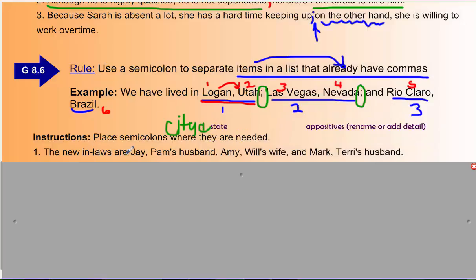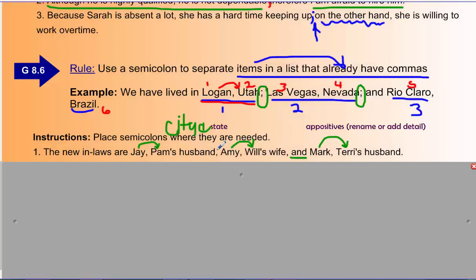The new in-laws are Jay, Pam's husband, Amy, Will's wife, and Mark, Terry's husband. The way it looks right now, I see 1, 2, 3, 4, 5, 6 people, maybe. But this and is throwing me off. This means that these 2 things are actually the same. So what I actually have is a whole bunch of appositives. Jay is Pam's husband. Amy is Will's wife. And Mark is Terry's husband. They are the same. Jay and Pam's husband is the same person.